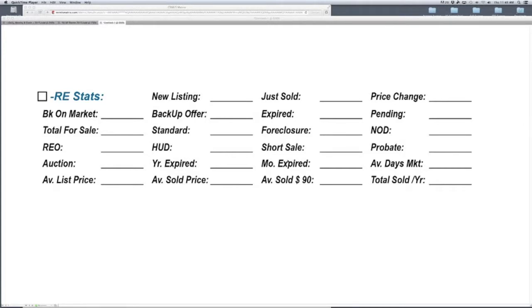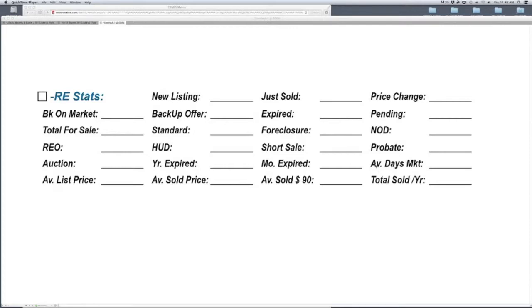Next, I want to find out how many expireds I have had within the last 30 days. As I'll show you in the next step, on my MLS, I'll go ahead and plug in 0-30, and that'll show me how many expireds have happened within the last 30 days. It's really good to be informed on this.